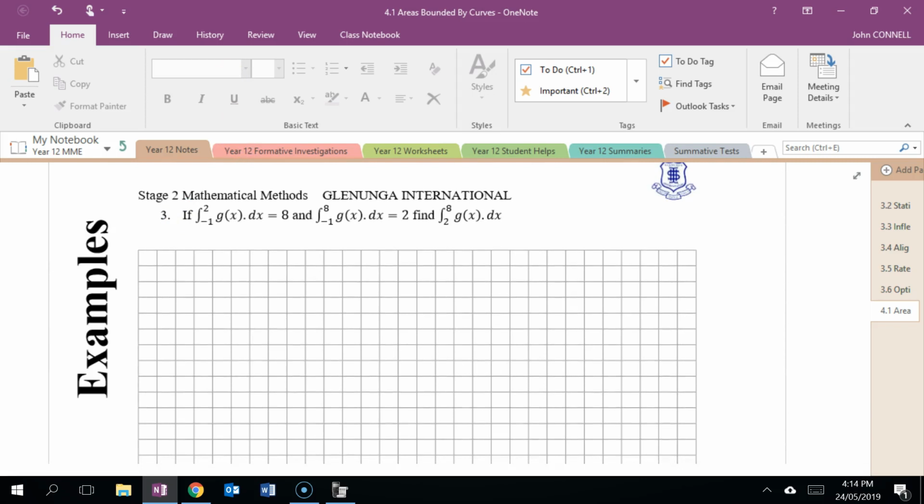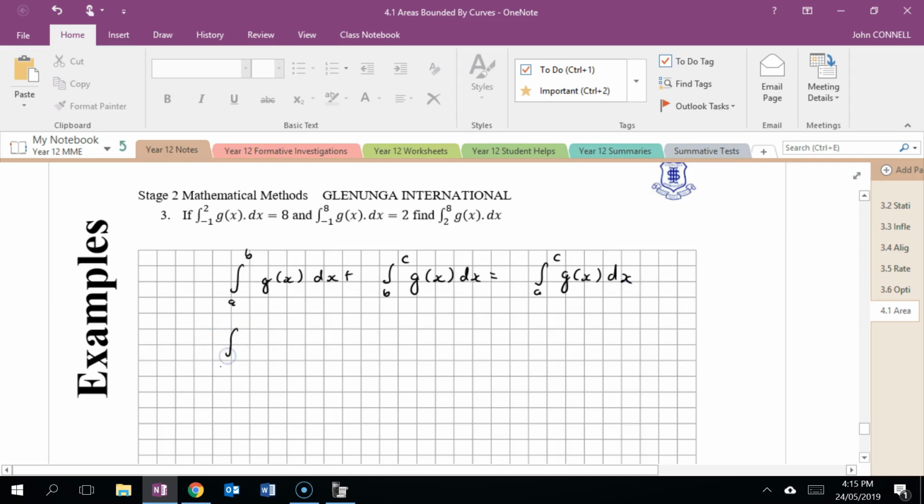Okay, if the integral from minus 1 to 2 of g of x equals 8, and the integral from minus 1 to 8 of g of x is 2, find the integral from 2 to 8. Well, we know that the integral from a to b of g of x plus the integral from b to c of g of x is equal to the integral from a to c of g of x. That's what we're going to use here.